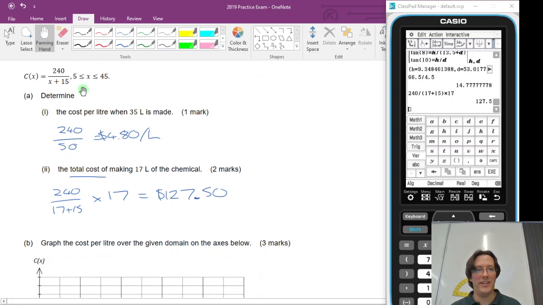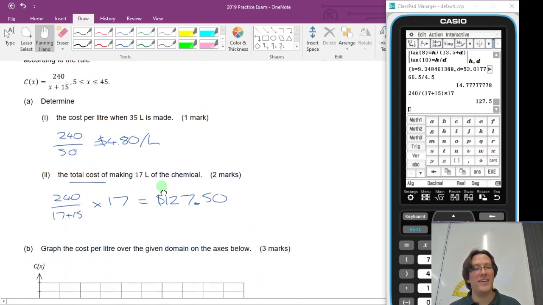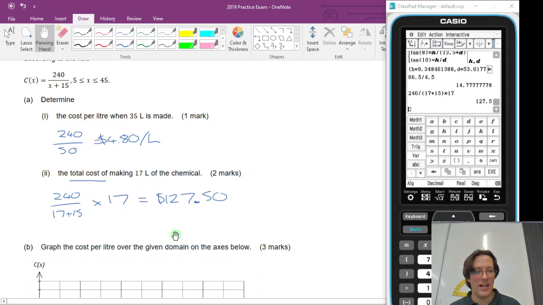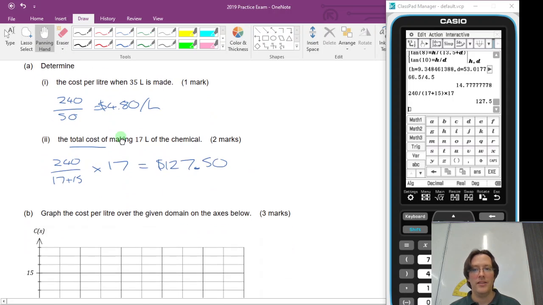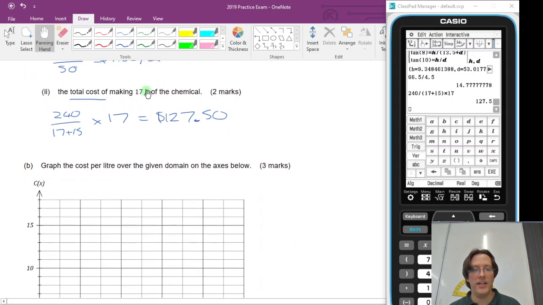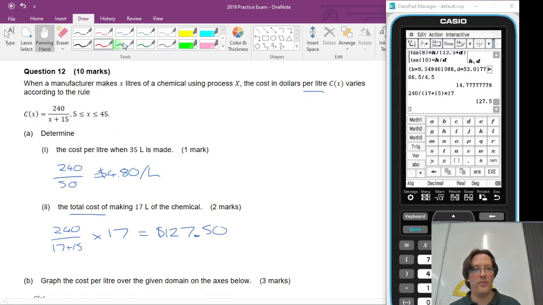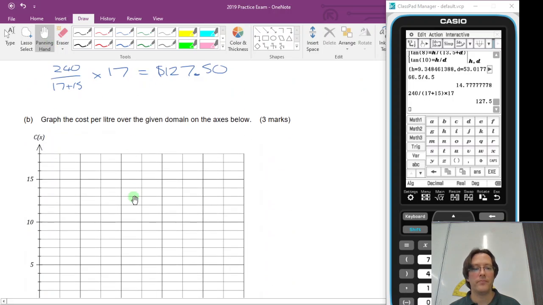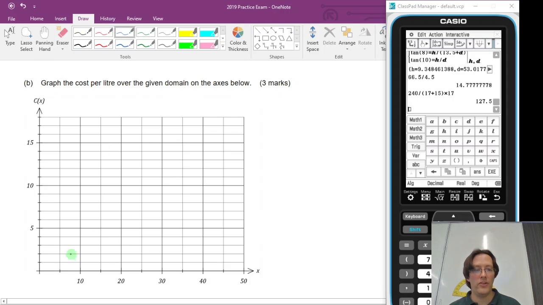Okay, if you got this far in the video, you've earned it. Okay, so next up, graph the cost per litre. That's 240 over x plus 15. Remembering that the range is 5 to 45. So we're actually only going to go from this point to this point. If we draw outside of that range, we are going to lose marks.